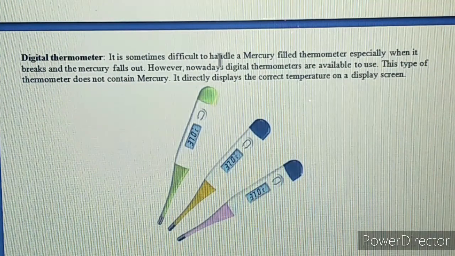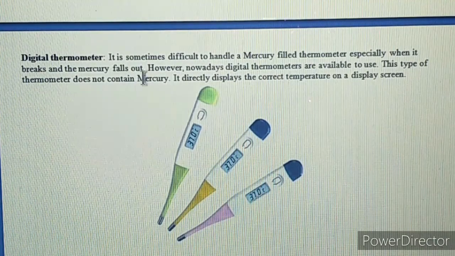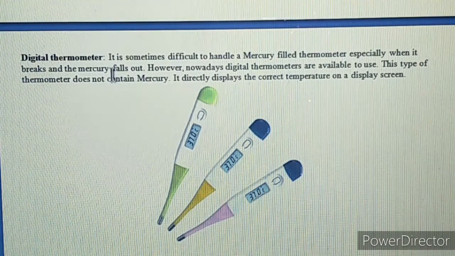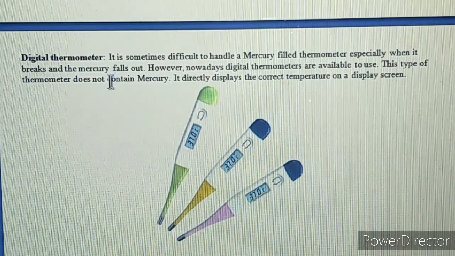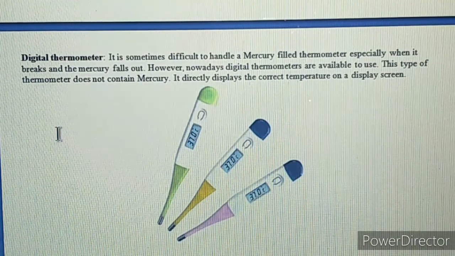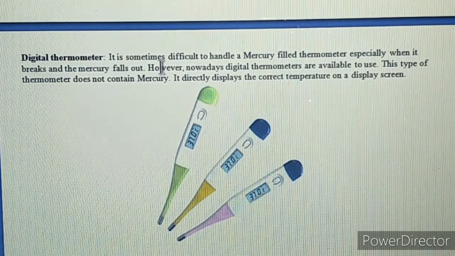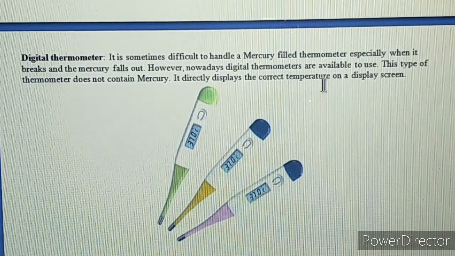It is sometimes difficult to handle a mercury-filled thermometer, especially when it breaks and the mercury falls out. And you know that mercury is a very toxic liquid. When it comes out of the thermometer, and if we touch it, or if it goes into our mouth, something bad could happen; the fumes are also very toxic. So it is very dangerous when a clinical thermometer or laboratory thermometer breaks. So nowadays digital thermometers are available to use. This type of thermometer does not contain mercury.